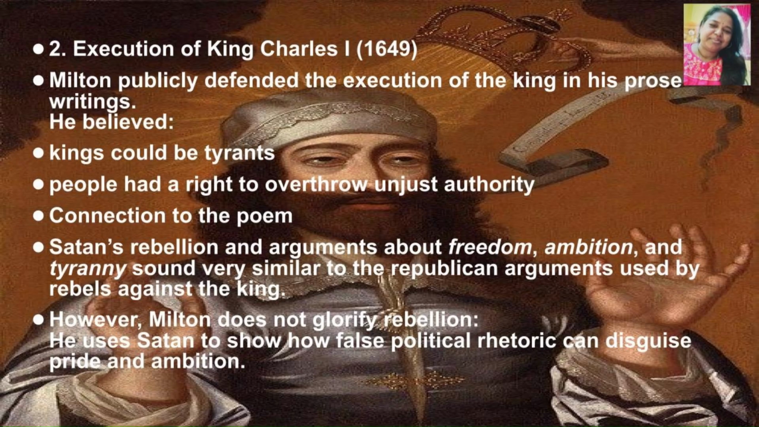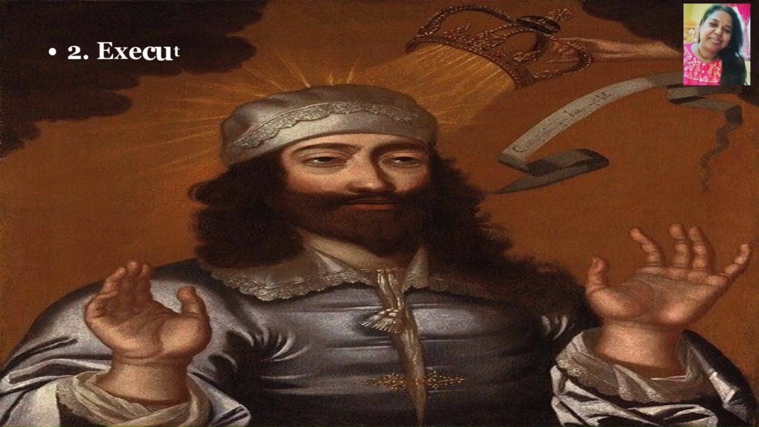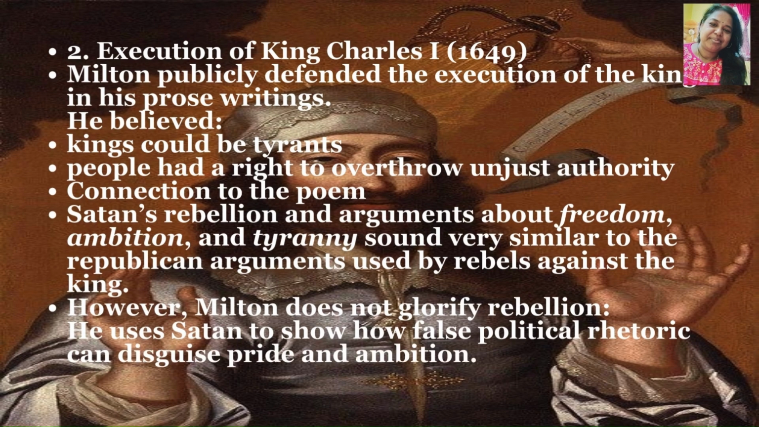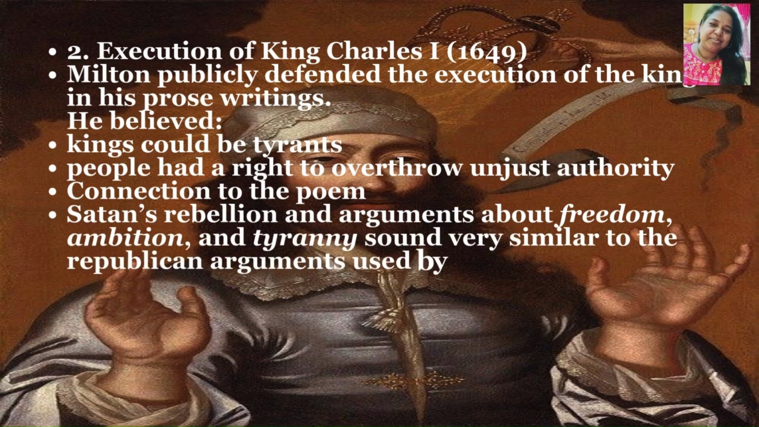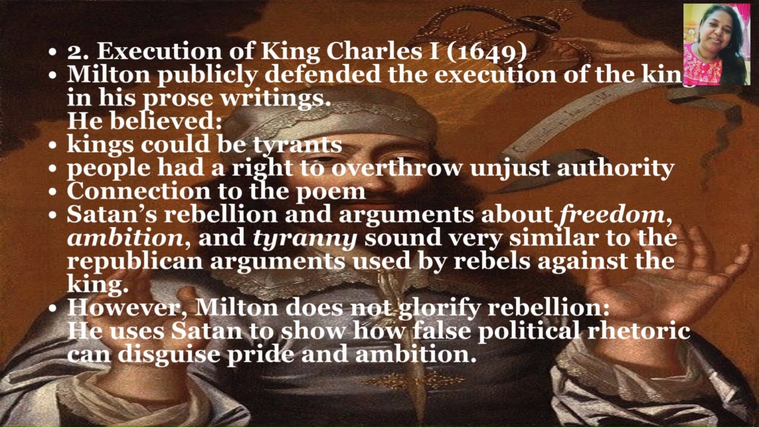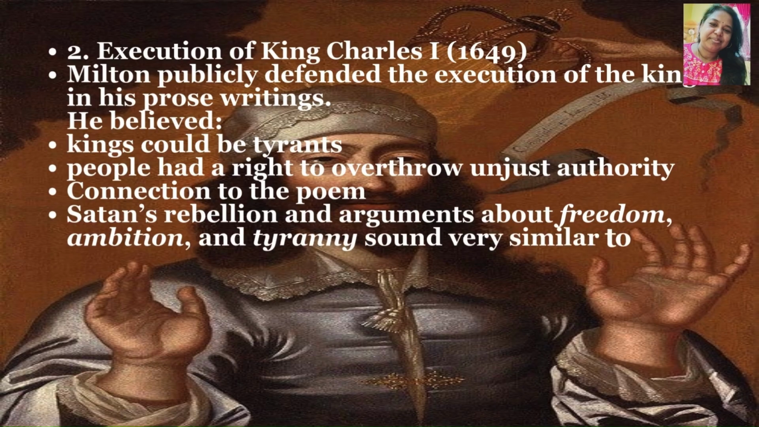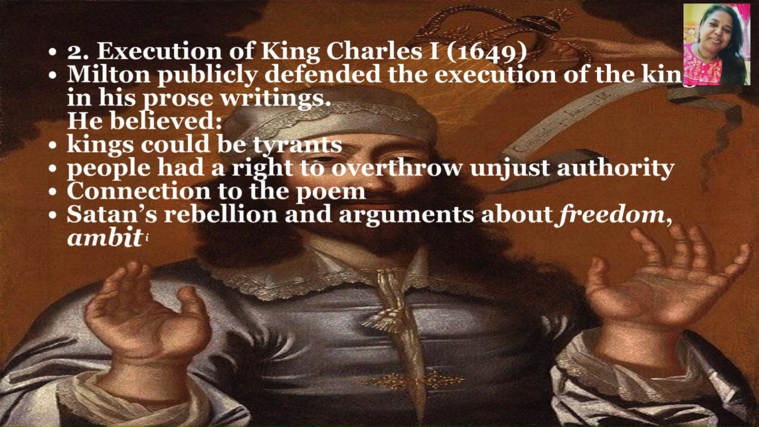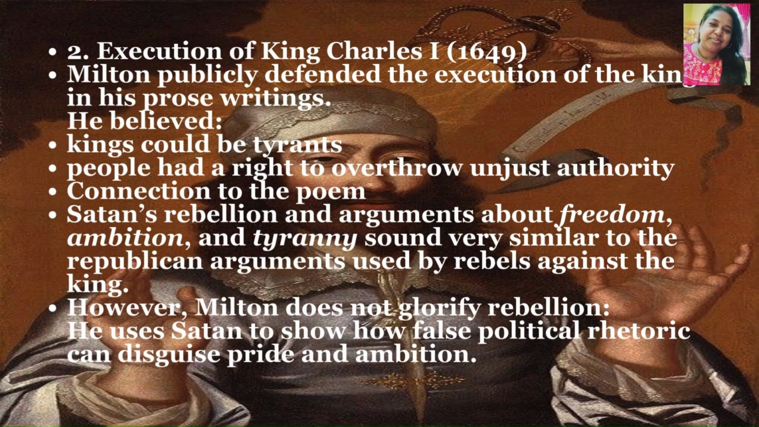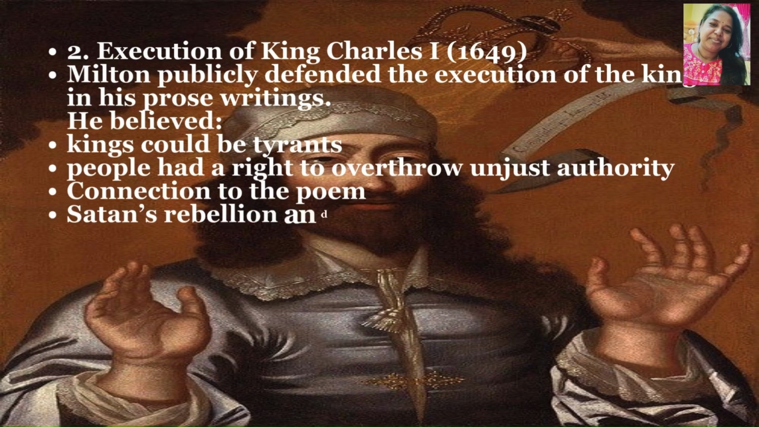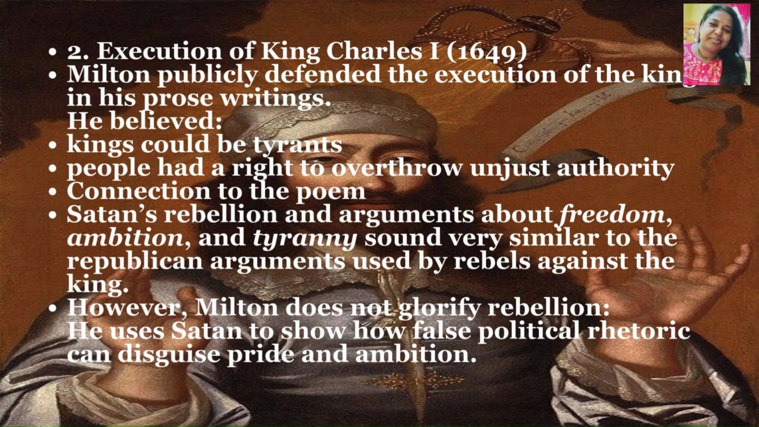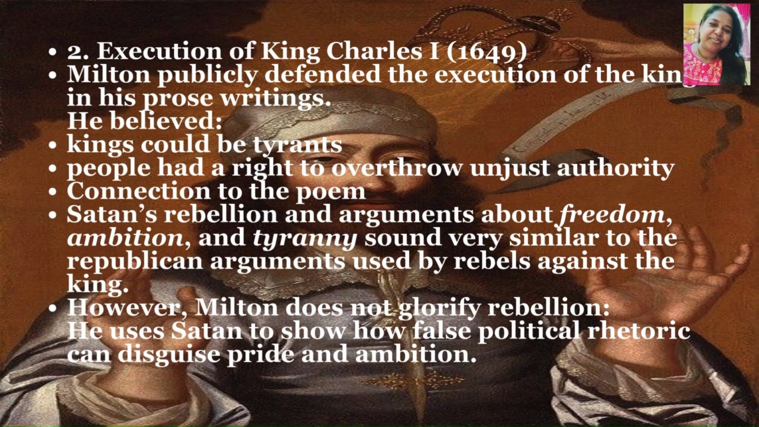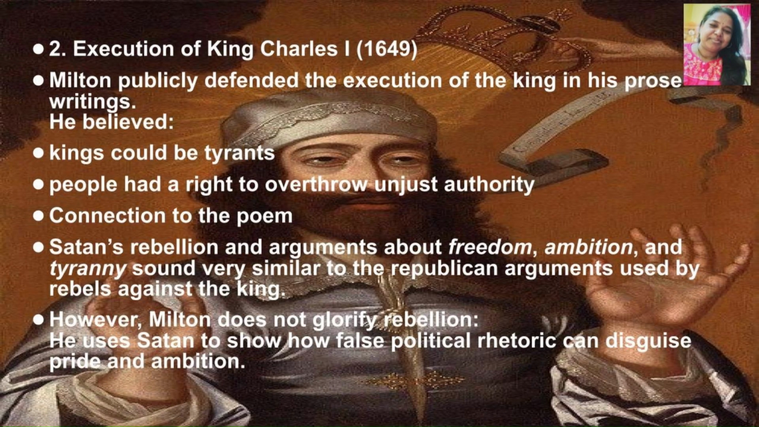2. Execution of King Charles I, 1649. Milton publicly defended the execution of the king in his prose writings. He believed kings could be tyrants. People had a right to overthrow unjust authority. Connection to the poem: Satan's rebellion and arguments about freedom, ambition, and tyranny sound very similar to the Republican arguments used by rebels against the king. However, Milton does not glorify rebellion. He uses Satan to show how false political rhetoric can disguise pride and ambition.